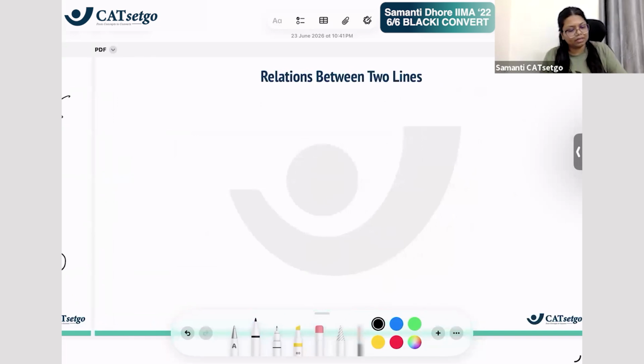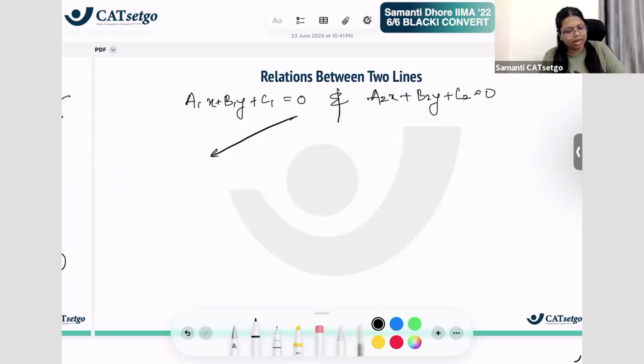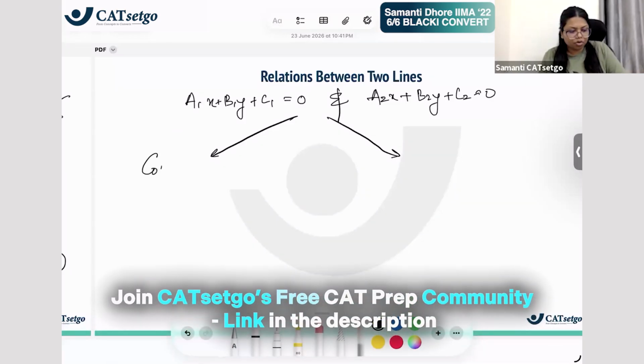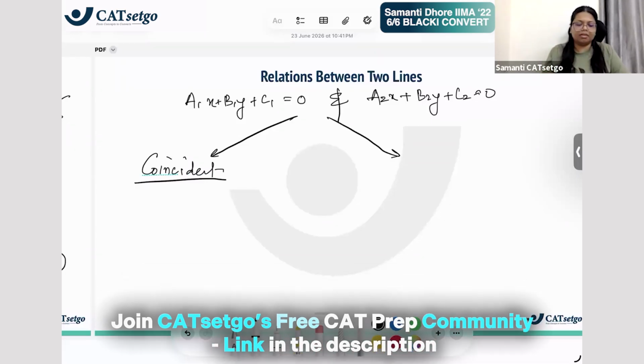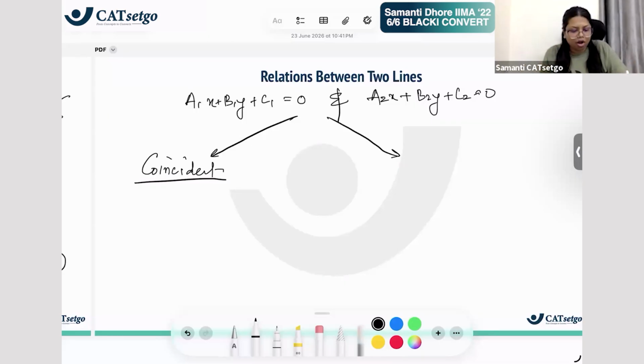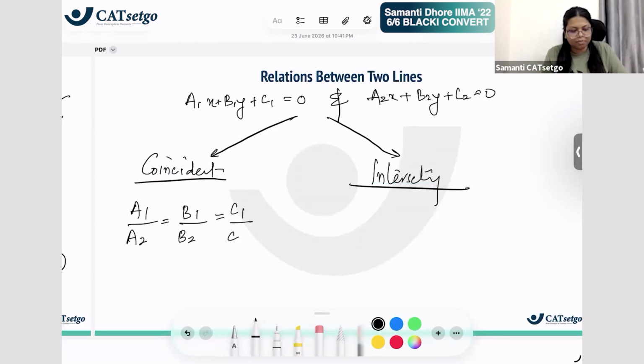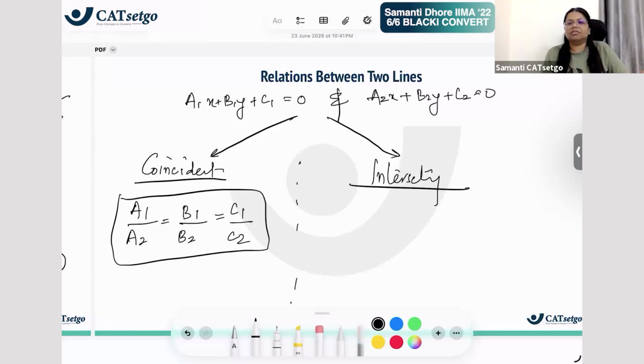What is the other relation possible between these two lines? Same lines, a1x plus b1y plus c1 equals 0 and a2x plus b2y plus c2 equals 0. These two lines can also be coincidental, meaning they lie on top of each other. Literally the same line: the equations look different but it is one line. Or intersecting. Obviously a coincidental line will have the same slope, but more like a1/a2 is equal to b1/b2 is equal to c1/c2. All the ratios are the same. And for intersecting lines, a1/a2 is not equal to b1/b2.